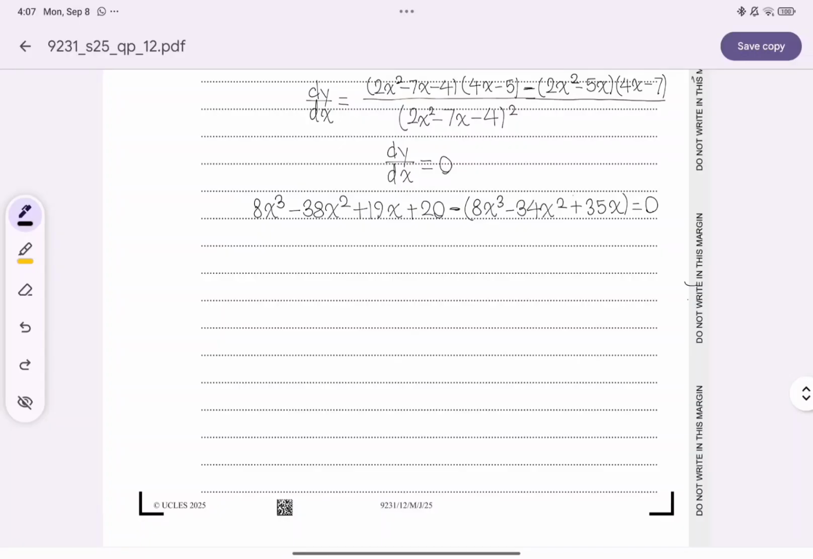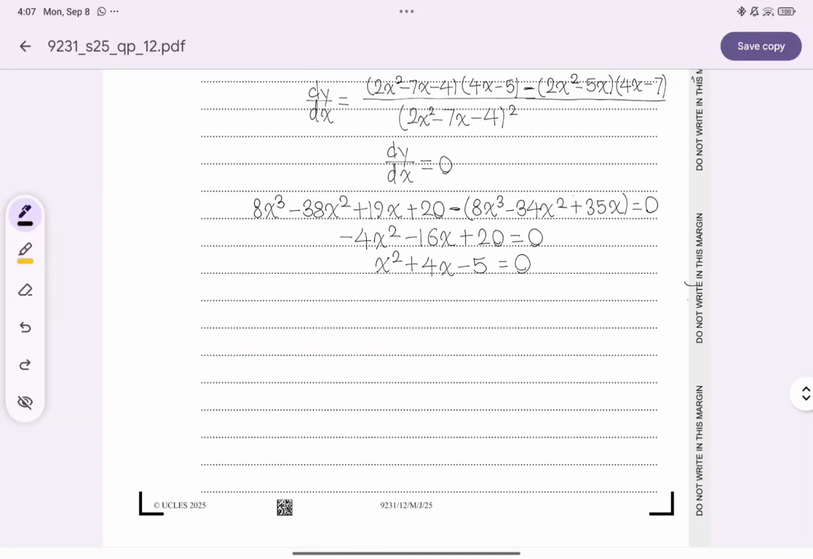So simplifying this, we'll get minus 38x squared plus 34x squared, which is minus 4x squared, 19 minus 35 minus 16x plus 20 equals to 0. So divide all the coefficients by negative 4, so we'll get x squared plus 4x minus 5 equals to 0.